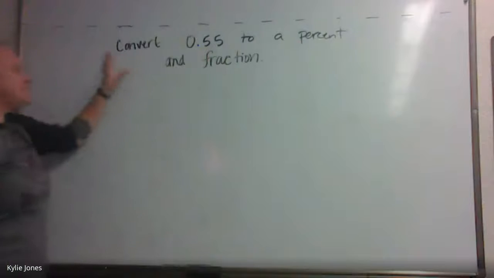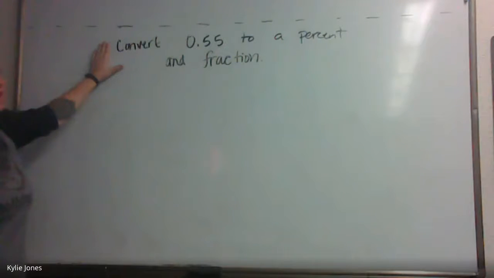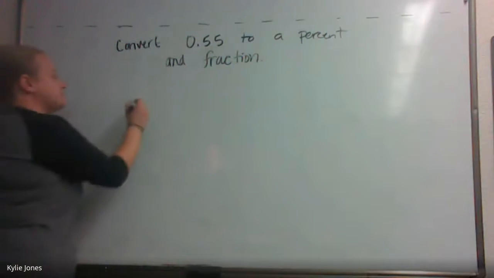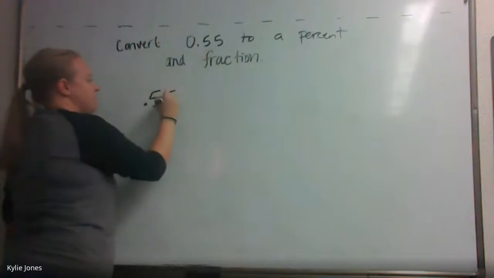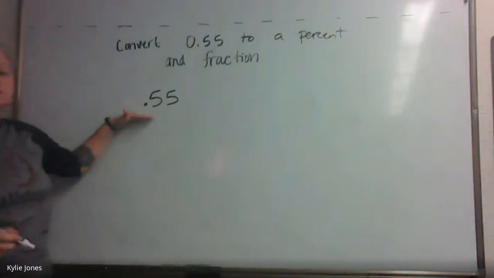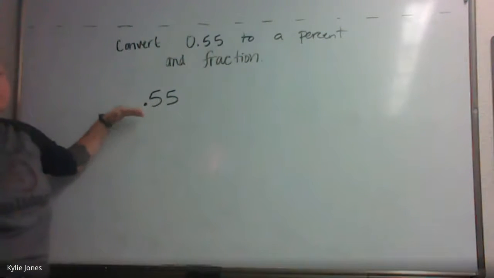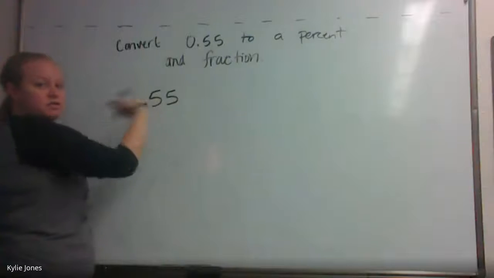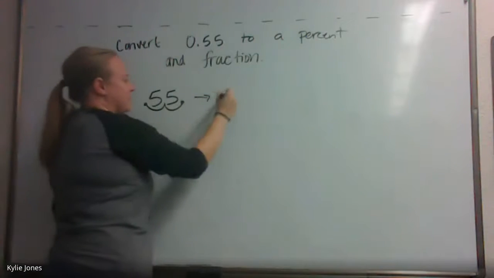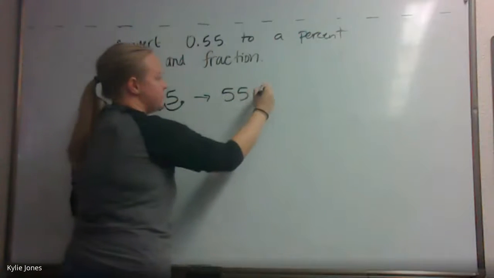Right. So let's do this last problem. Convert 55 hundredths to a percent and a fraction. Let's start with the percent. So we have 0.55. To change our decimal to a percent, how many times do I move my decimal? 2. To the right or to the left? To the right this time. Okay. And then you get 55%.